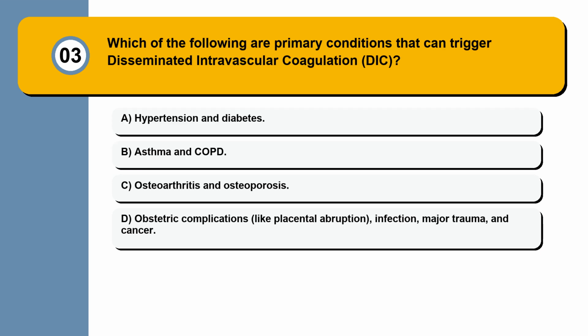Question 3. Which of the following are primary conditions that can trigger disseminated intravascular coagulation, DIC? Hypertension and diabetes, asthma and COPD, osteoarthritis and osteoporosis, obstetric complications, like placental abruption, infection, major trauma, and cancer.